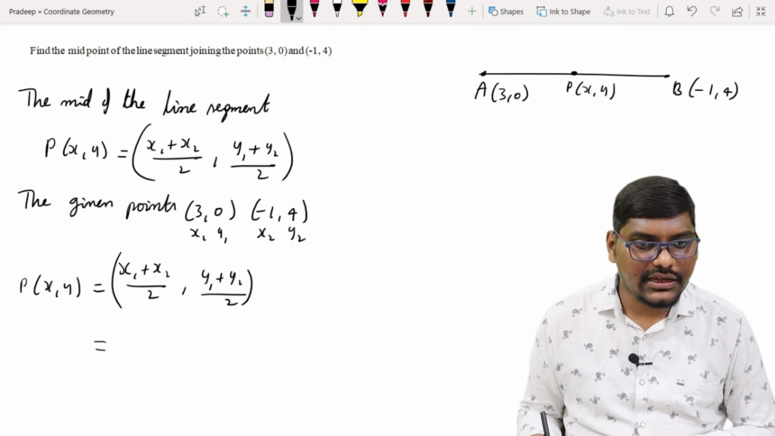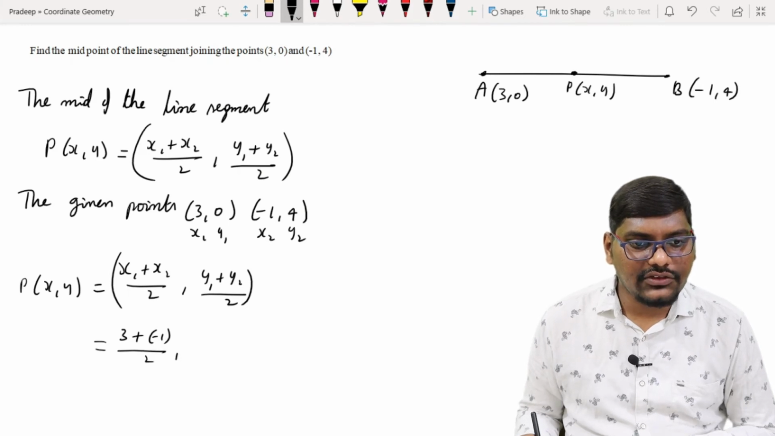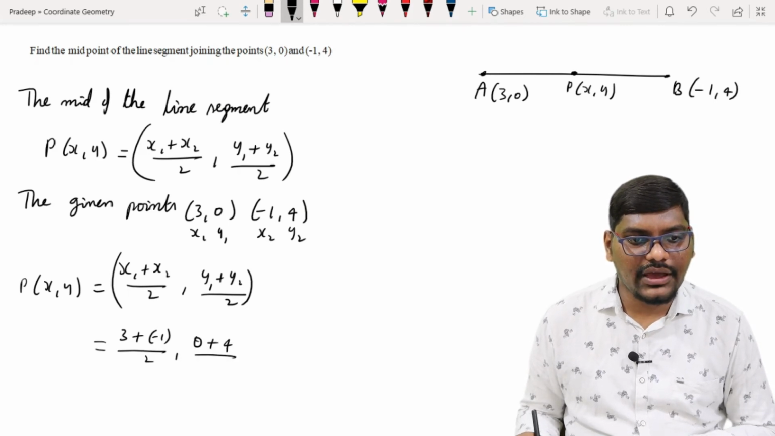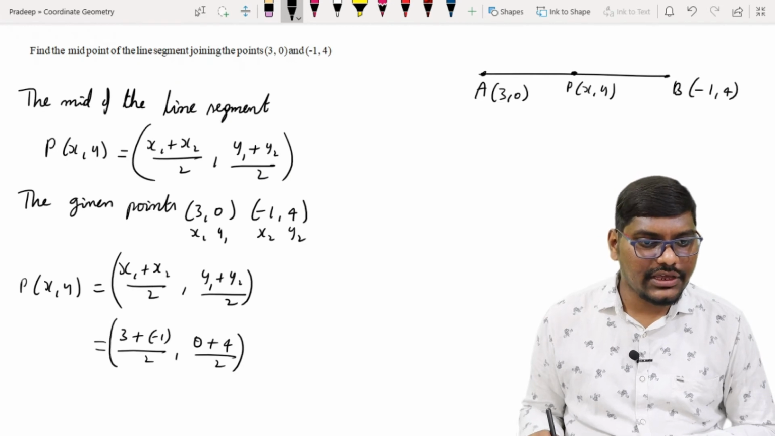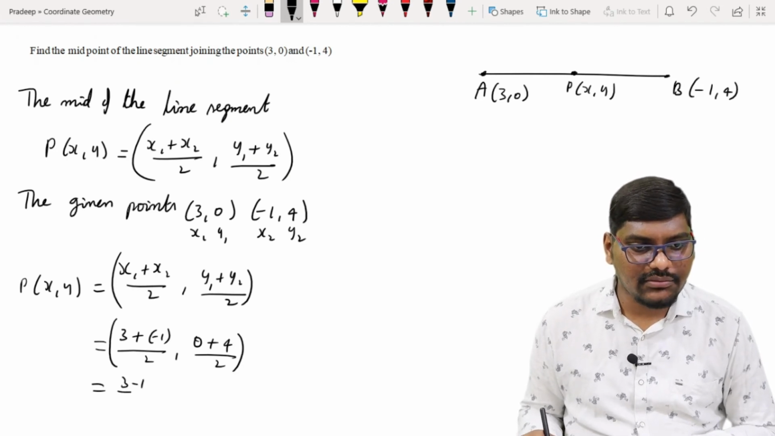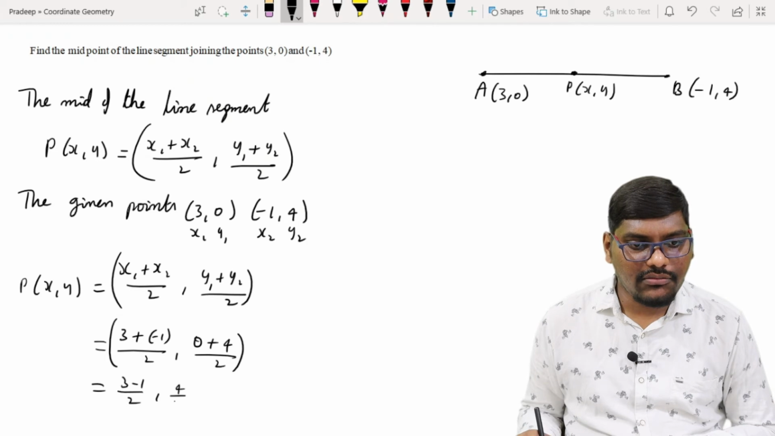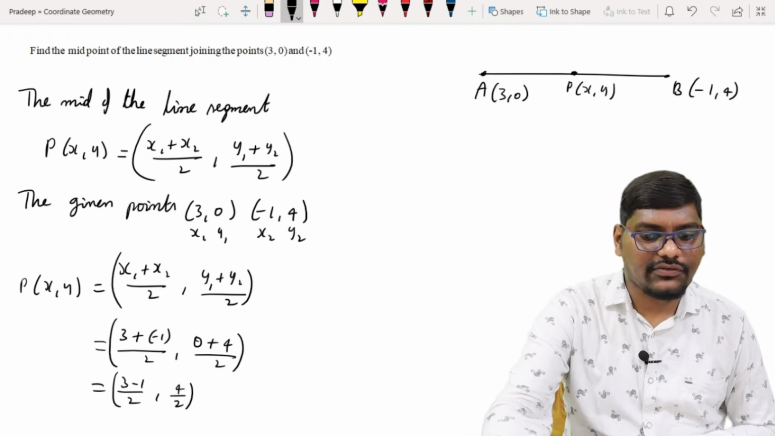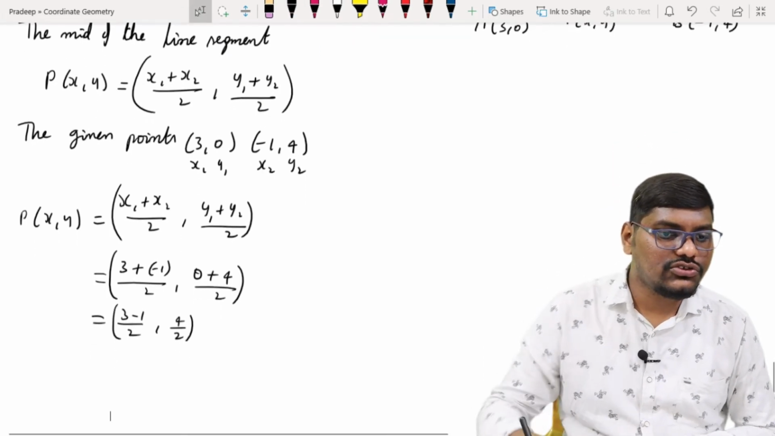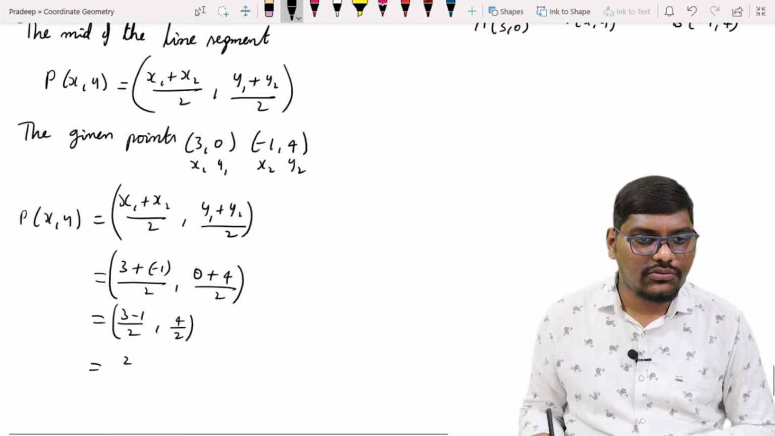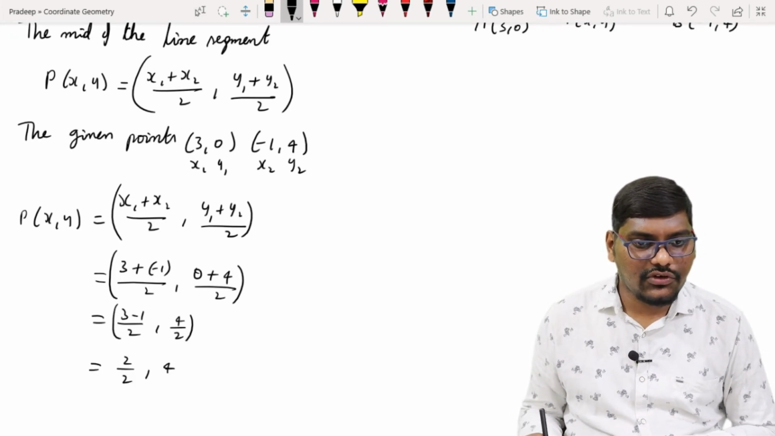So that I'll get x1 is 3, x2 is minus 1 by 2, y1 is 0, y2 is 4 by 2. So this I'll be getting 3 minus 1 by 2, 4 by 2. 3 minus 1 is nothing but 2, so I can write this as 2 by 2, and this is 4 by 2.